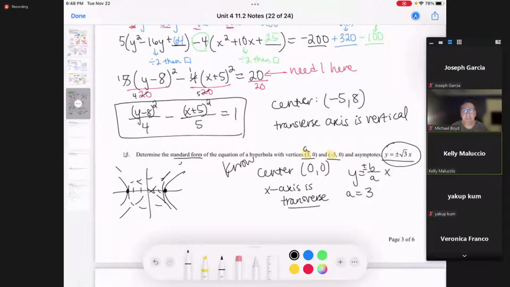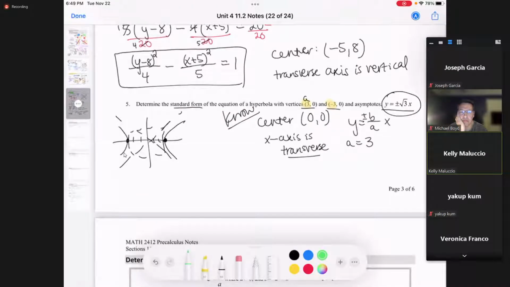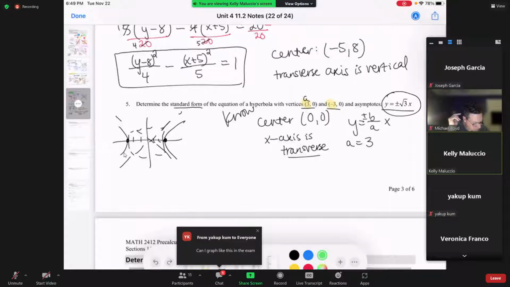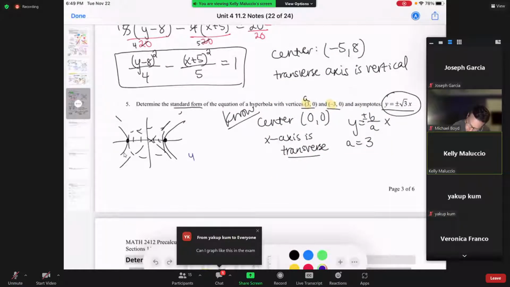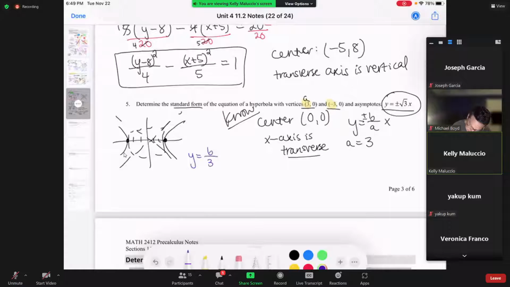We know just based on what we're given. Now I'll start writing, maybe in green, the things that we can find based on this. So we know that y equals b over 3 times x, and it also equals, I'm just picking the positive one, the square root of 3x. So this tells me that b over 3 equals square root of 3.